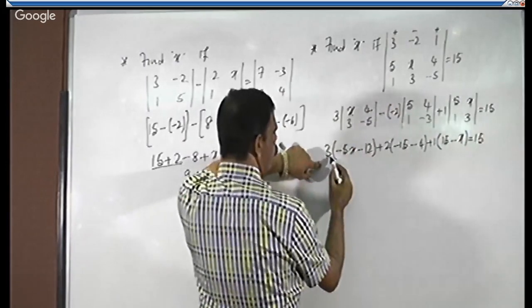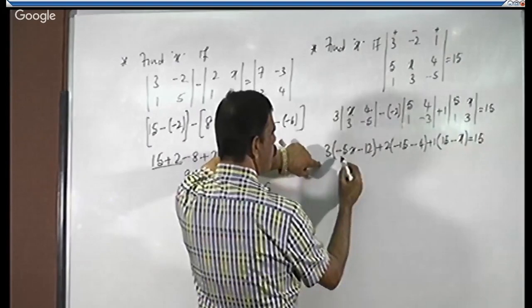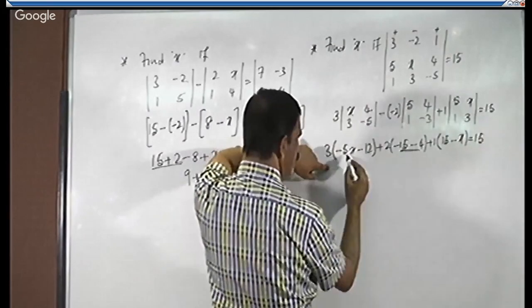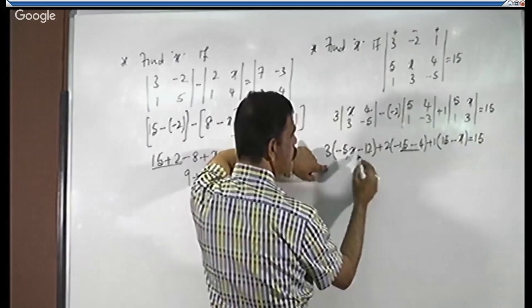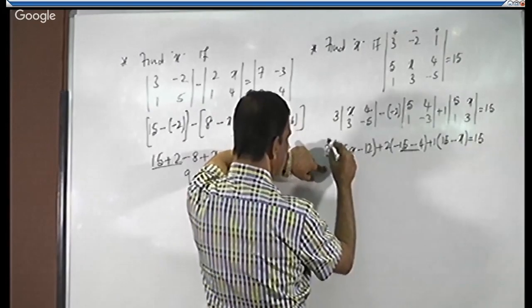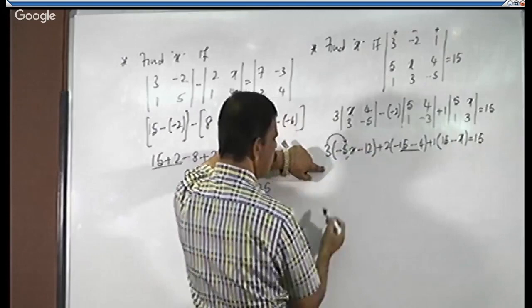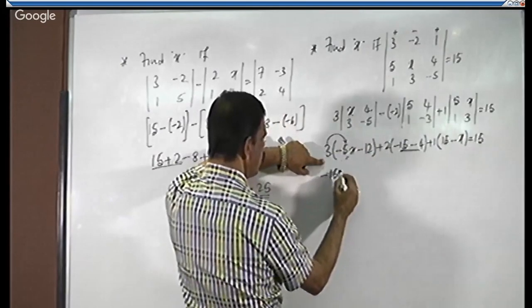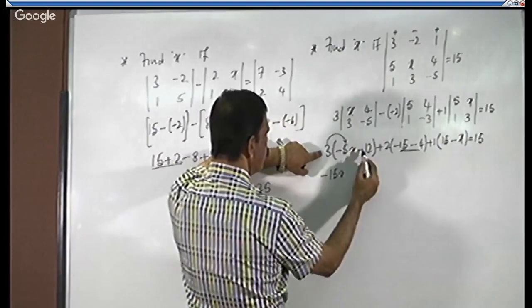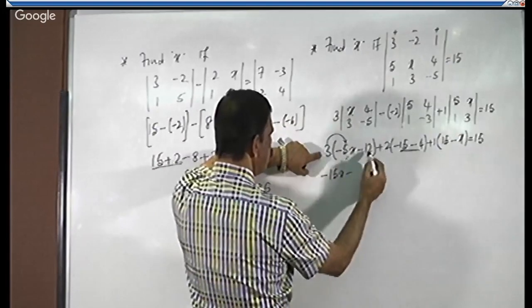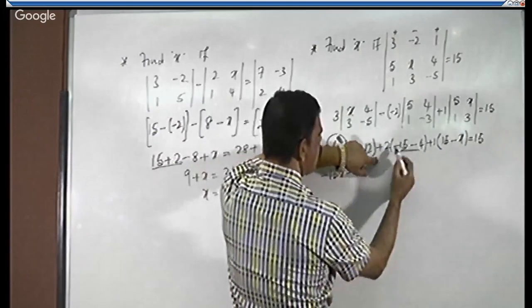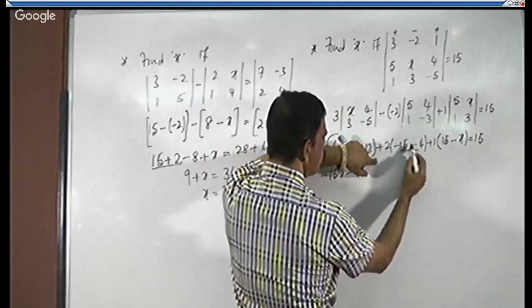Now, remove all the brackets. If they are only numbers, you can take the simplification. If one is an x term and the other is a constant, you take it separately. Remove the bracket. Multiply with 3. Plus into minus, minus 5 3s are 15x. Plus into minus, minus 3 into 12, 36. You can take the simplified form.